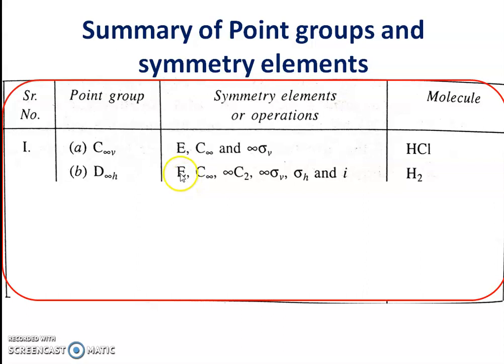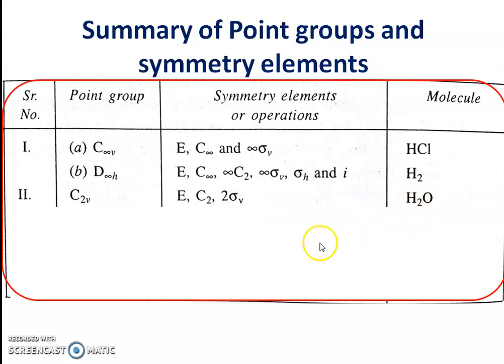Other point group, that is D infinity h. Possible symmetry elements are identity. There is a C infinity principal axis. There are infinity number of C2 secondary axes at right angle to C infinity. There are infinity number of sigma v planes. There is a horizontal plane, and there is a center of inversion. Example is the hydrogen molecule. Next point group, that is C2v. In the C2v point group, elements are identity, C2 principal axis, and two vertical planes.